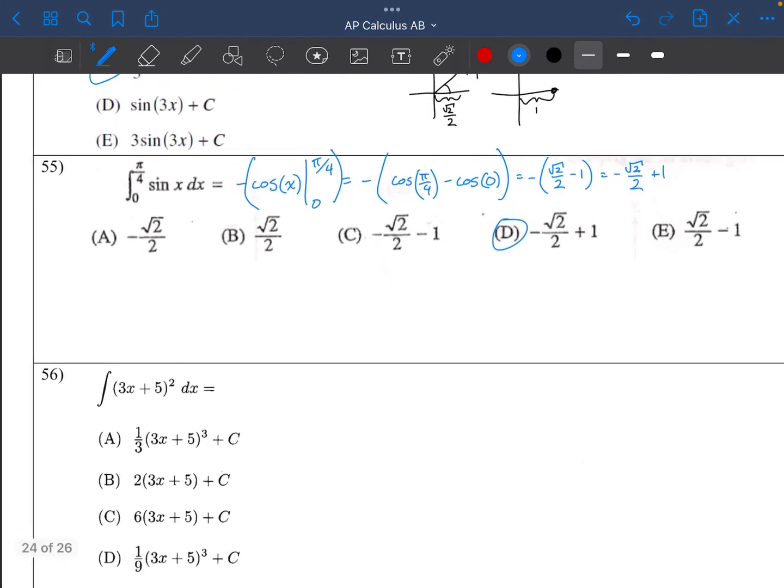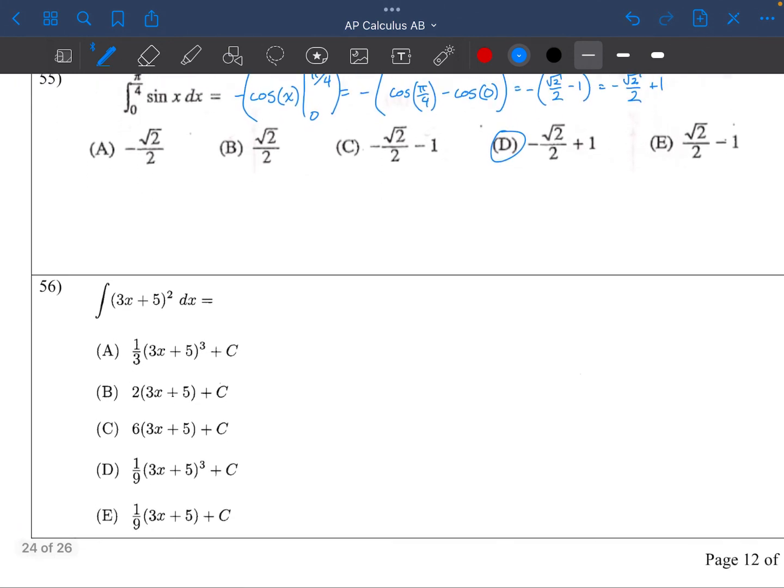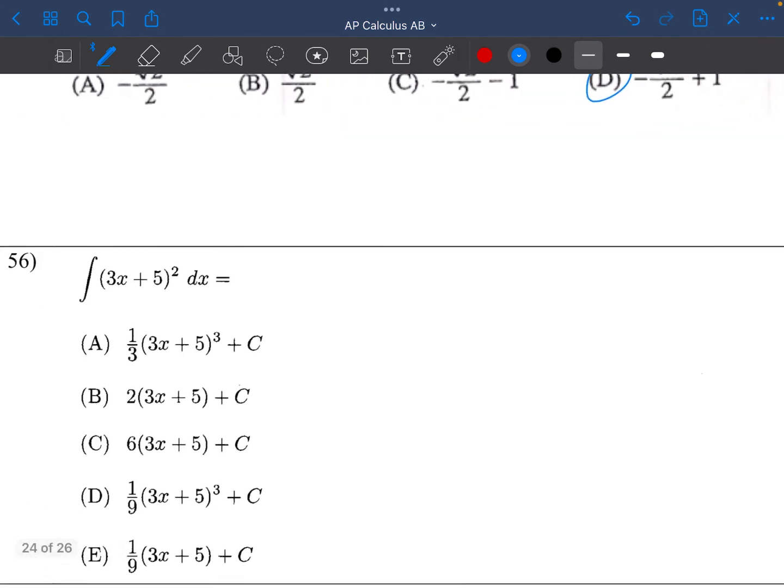And moving on to number 56. I have an integral, another house. This time we have a power house. Those are typically easier to deal with. If the inside was x, we'd be in luck, but the inside is 3x, so we have to pay the tax person again. Here we go.